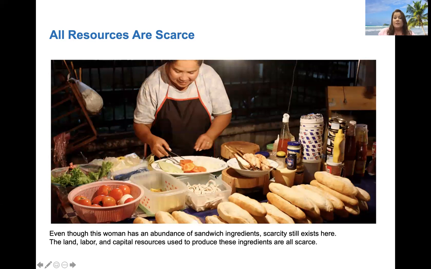And if you look here, this is a woman creating those sandwiches we talked about. You might sit there and go, oh, she's got a ton of stuff. But no, there's scarcity. Because again, we just talked about that. How long does it take to grow a tomato to get to this point to sell?